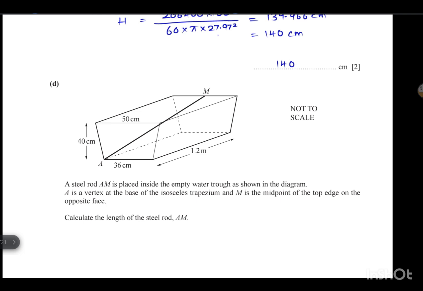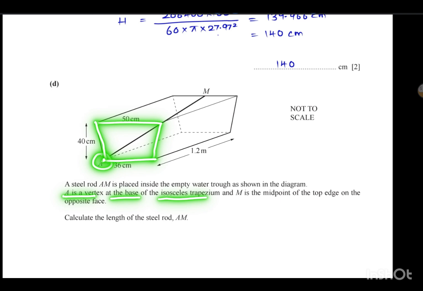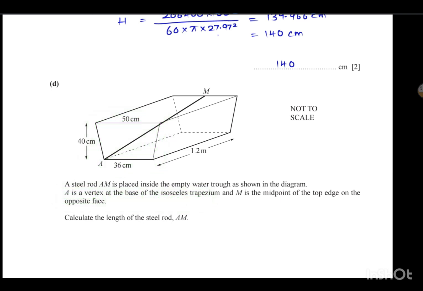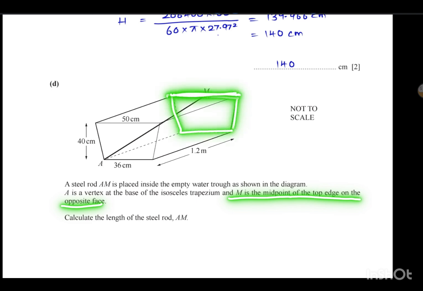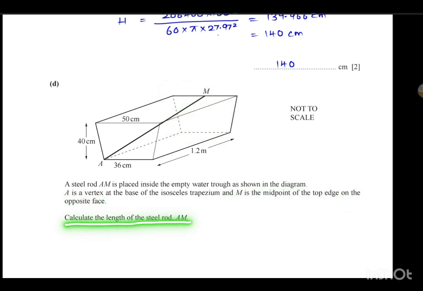A steel rod AM is placed inside the empty water trough as shown in the diagram. So this is the steel rod. A is the vertex at the base of the isosceles trapezium. This is the vertex which is at the base of this isosceles trapezium, that is one of the vertices. And M is the midpoint of the top edge of the opposite face. So the opposite face is this, and the top edge is this. The midpoint, this is the midpoint of this. Calculate the length of the steel rod. So we have to find out what is the length AM.